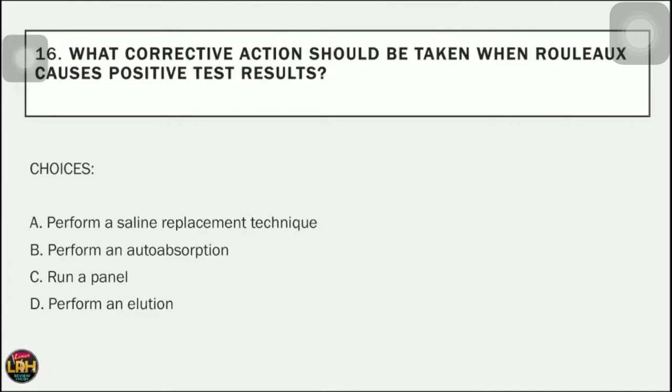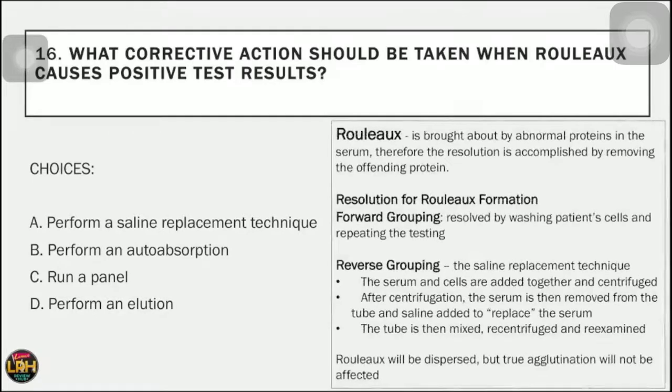Number 16, what corrective action should be taken when rouleau causes positive test result? So, remember that rouleau is brought about by the presence of abnormal proteins in serum. Therefore, the resolution for this is accomplished by removing the offending protein. So in this case, in the choices, the answer is letter A, perform a saline replacement technique. So, the resolution for rouleau formation for forward grouping is resolved by washing the patient cells and repeating the testing. For the reverse grouping, the saline replacement technique must be performed.